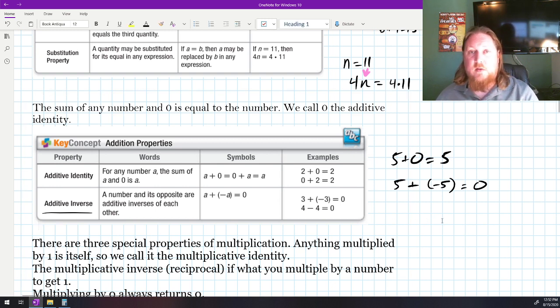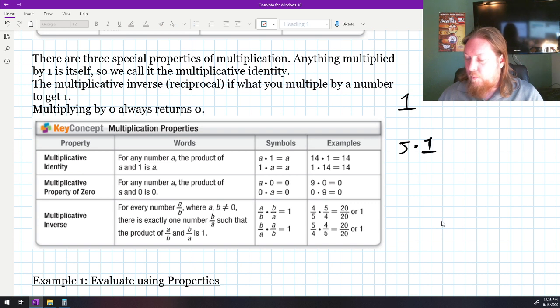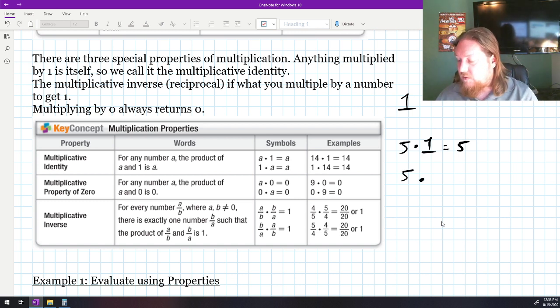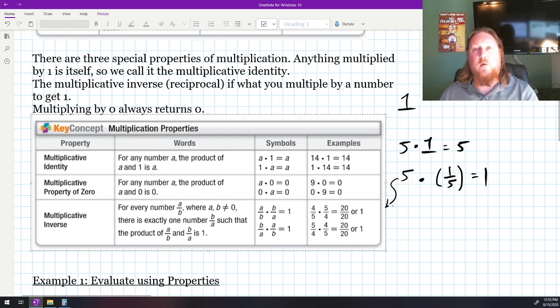Just like additive inverse and additive identity, there's multiplication versions of those. You're probably already familiar with it. 1 is the multiplicative identity. If you take any number and you multiply it by 1, you get the same number in result. If you take a number and you multiply it by its multiplicative inverse, 1/5, you get 1. Actually, sorry, I wrote that down here. That's for the third row there of the table.